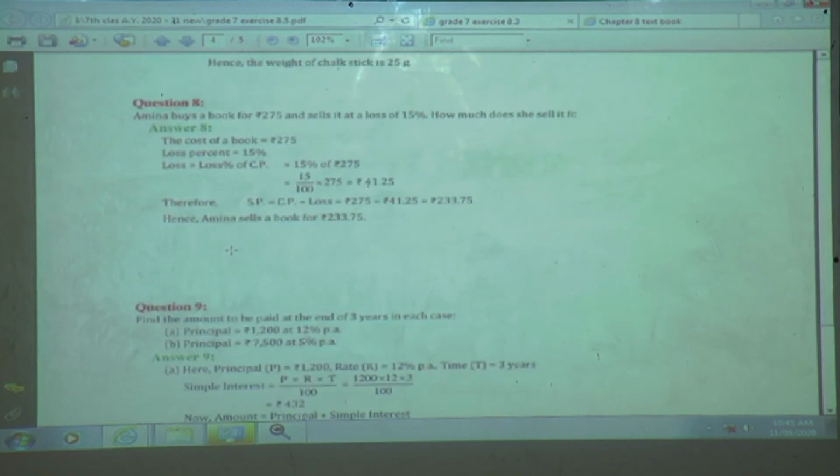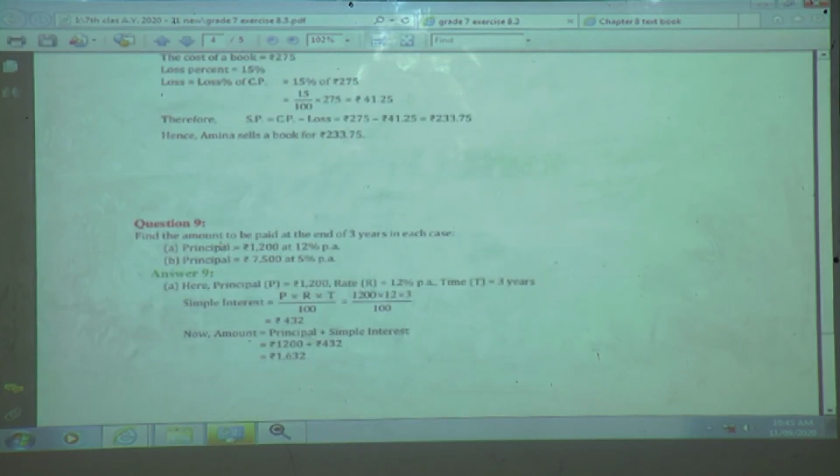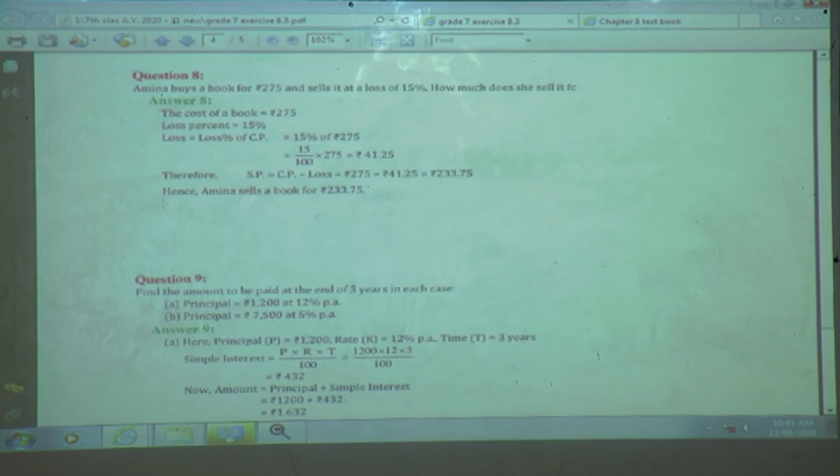Here we will go for another example. Amina buys a book for rupees 275 and sells it at a loss of 15%. CP is given, loss is given, which is in the form of a percent. How much does she sell it for?